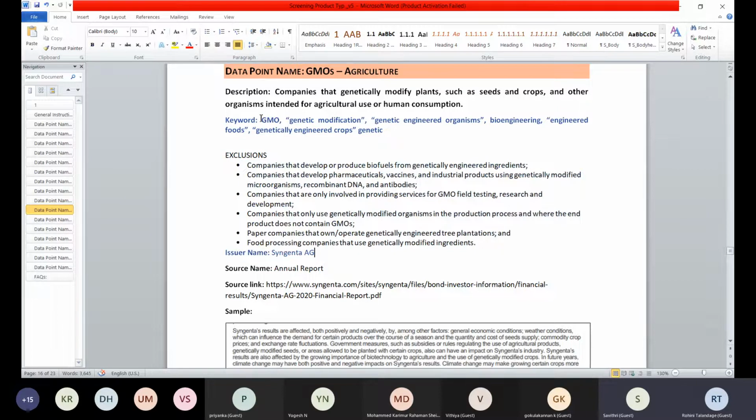And if you are searching with all these keywords and you are not getting any result for any keyword, then you have to mark it as not reported.